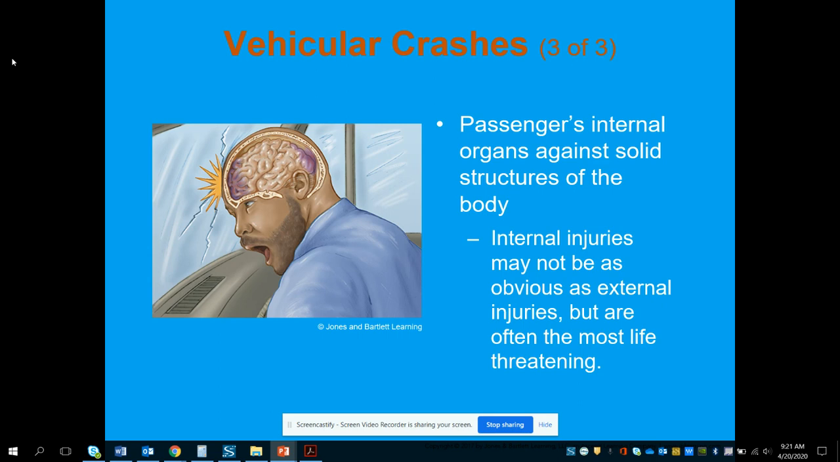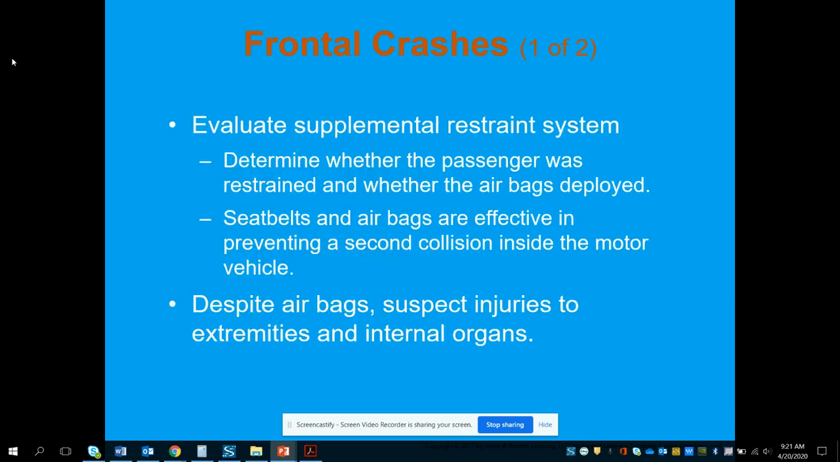That's a coup contra coup injury, which we'll look a little bit more at with head injuries when we get into that. But essentially the brain is being moved forward and then also moved back. So you actually have damage to 2 areas. So looking at some different types of vehicle crashes, you have the frontal crash.